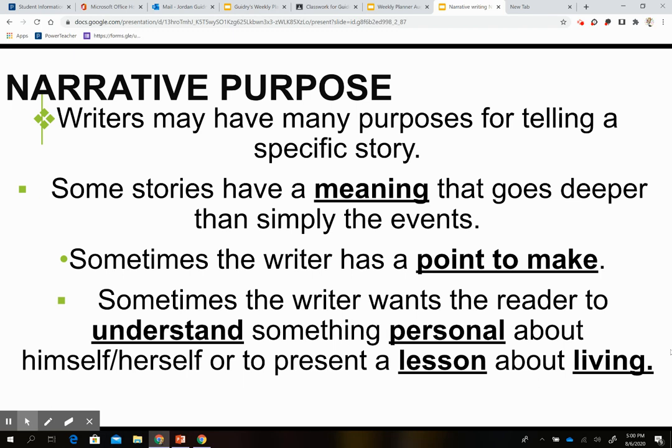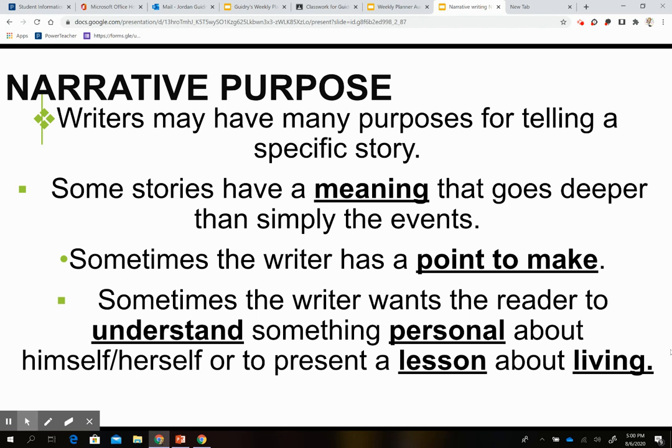Narrative purpose. So, writers may have many purposes for telling specific stories. Sometimes they have a meaning that goes deeper than simply the events. That meaning that goes deeper than the events sometimes can be called symbolism, especially if it's something that is small and has a meaning, like possibly a white dove, which usually symbolizes peace. Or it could be an overall meaning or a lesson that you're learning, like a moral, such as what you learn in a fable, which is going to teach you a lesson of what to or not to do.